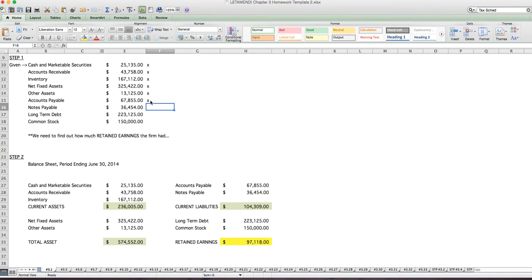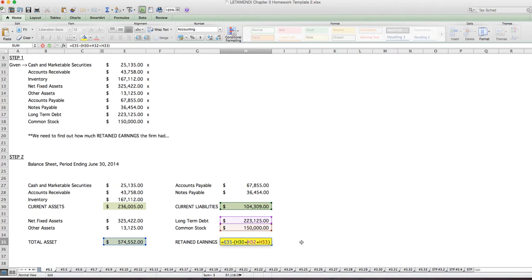So let's cross out this. I need to be consistent. Long-term debt is 223,000. We moved that down. Common stock is 150,000, so we move that down. And then in order to find out the retained earnings, here's the big one, right?